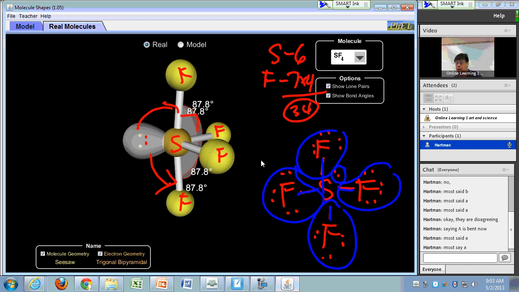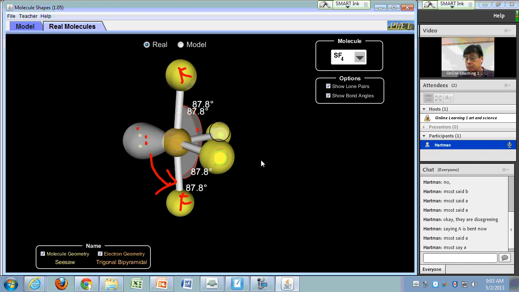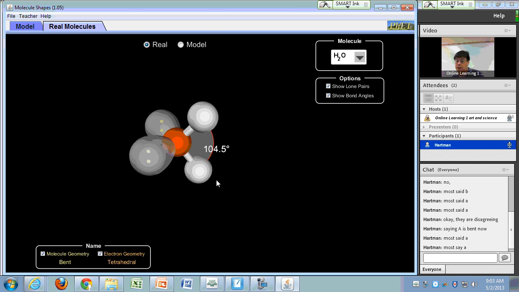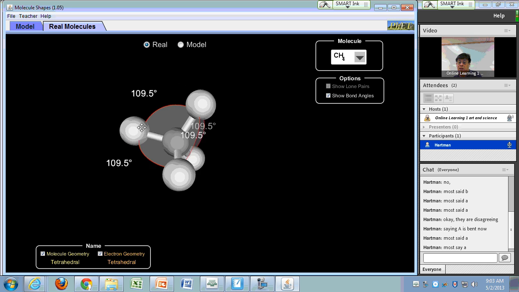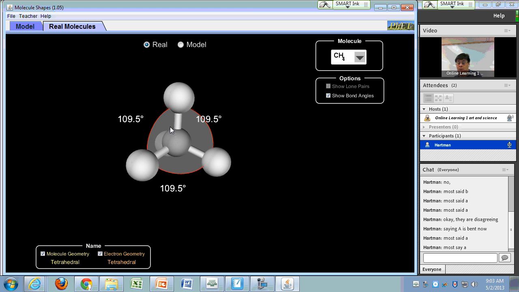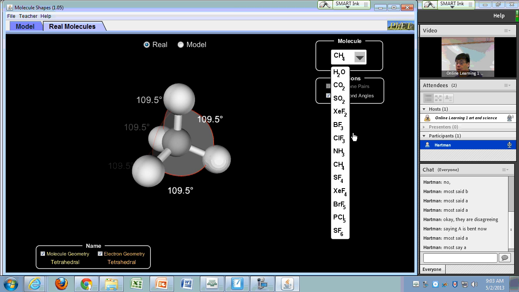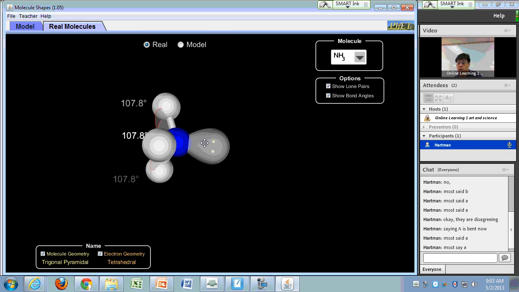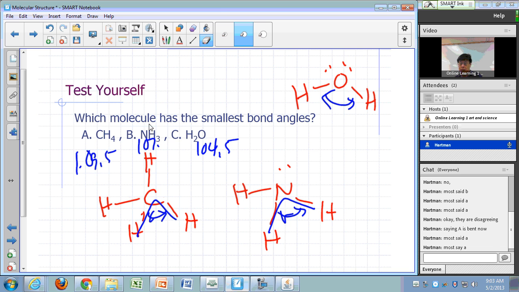Let me show you that. Look at your bond angles. Water is 104.5. You got those two lone pairs that are pushing the single bonds closer together. Here's CH4. This is a perfect tetrahedral shape. All the angles are equivalent. You have 4 single bonds, so all the groups are equivalent, so that you get the perfect tetrahedral shape, 109.5. And then ammonia: one of the groups is a lone pair, so you have a distorted tetrahedron, 107.8 for ammonia. So the correct answer there is that the smallest bond angles in this case would be water.